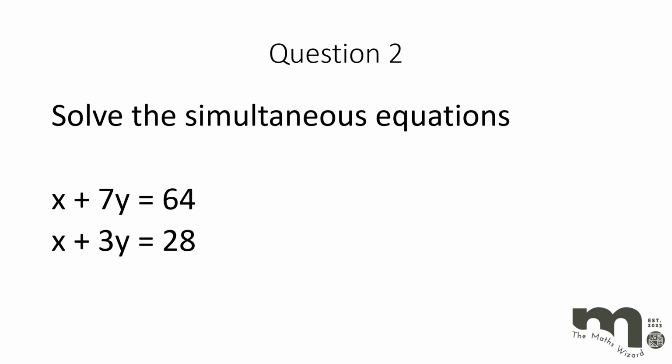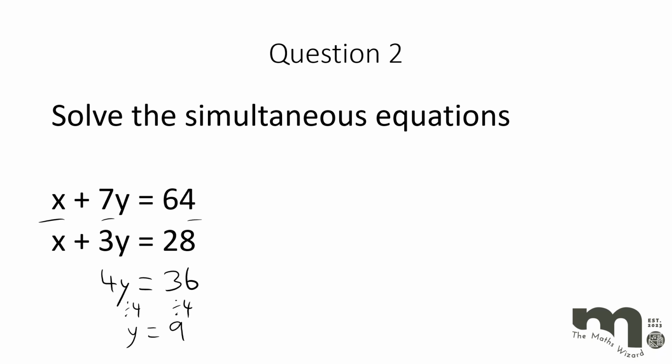Okay, so again, a bit of a subtraction then. We did x take away x, so this time we're eliminating the x. 7y take away 3y will give us 4y. Then we're doing 64 take away 28, and that is going to give us 36 if we take 28 away from 64. Now we've got 4y, which is 36. So if we divide by 4, y will be 9. So y is going to be worth 9.